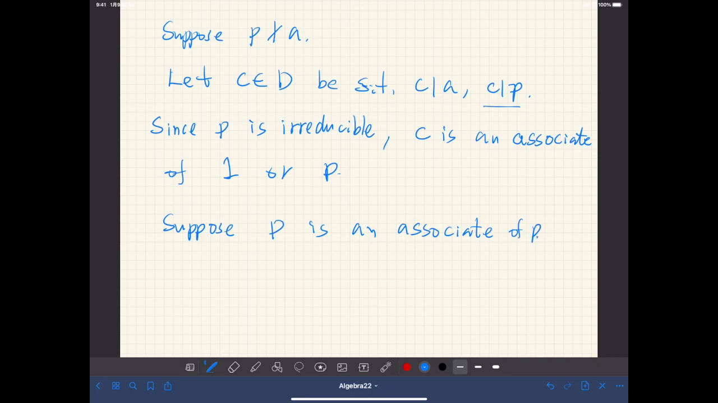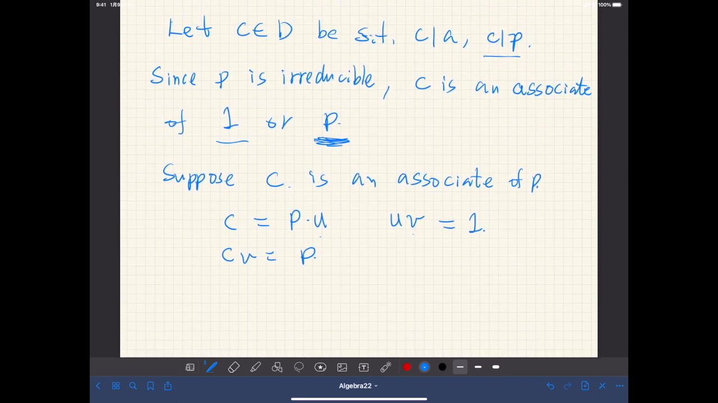So because it is either this or this, suppose this is the case. Then what this means is, suppose C is an associate of P, of course, so C can be written as a product of P and some unit U. So if U is a unit, then there is another unit V such that the product becomes 1. If we multiply this, we can see that CV is equal to P. So this means P divides C.